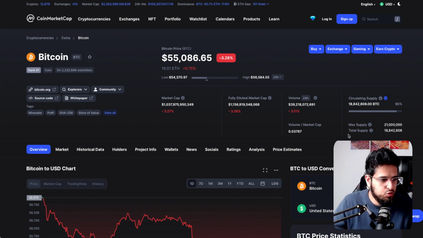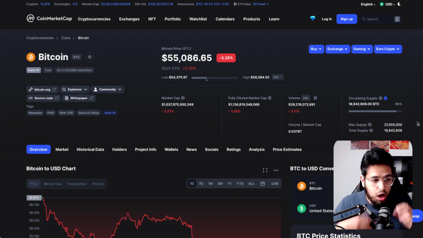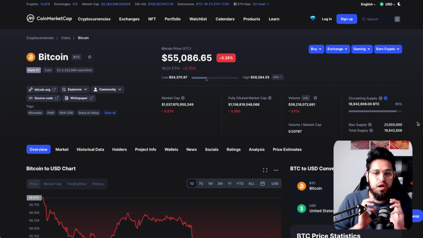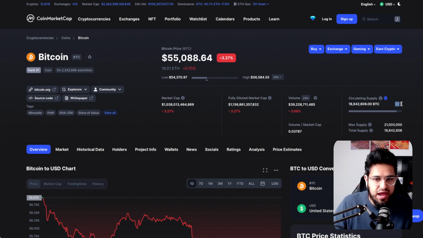But if you look here, you will see max supply. We know that Bitcoin in its white paper has hard-coded, has programmed that there will only ever be 21 million max coins available. Okay, so therefore we know 90% of all Bitcoin possible is already circulating. Okay, so that's really important to understand there.